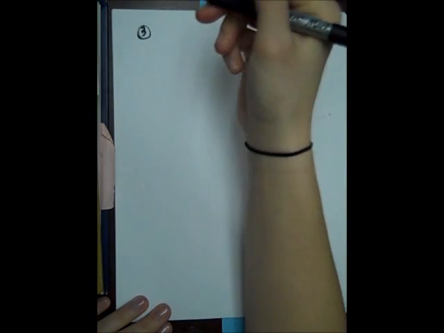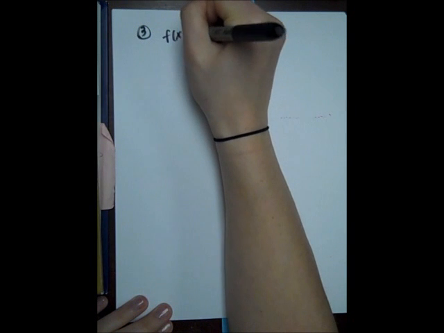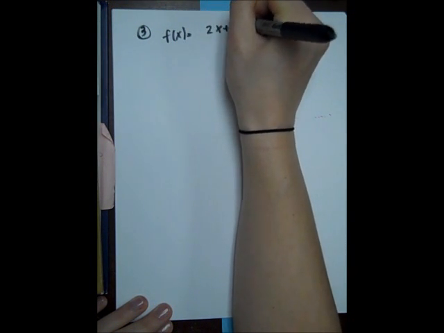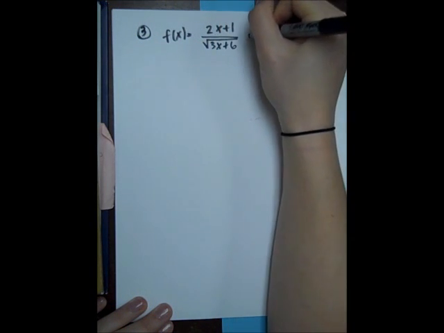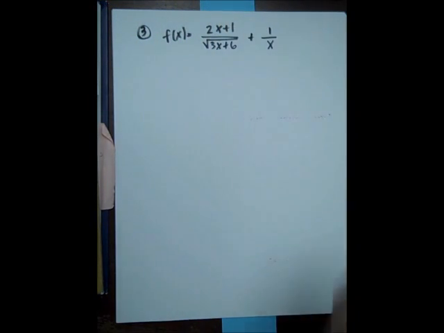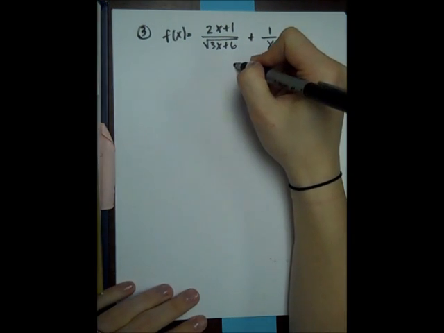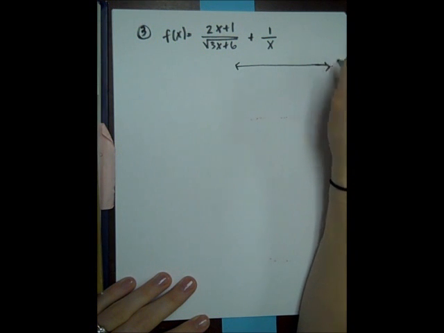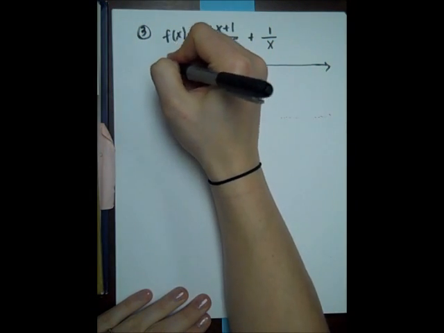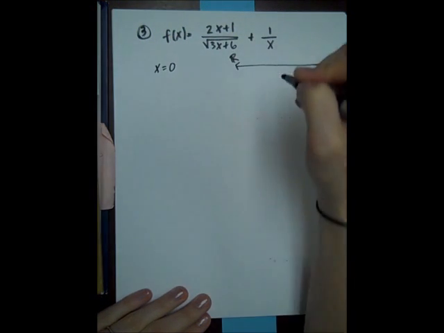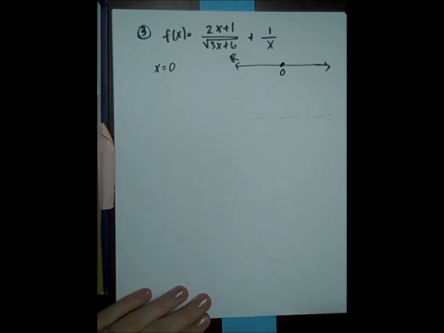So example 3. Let's find the domain of the function 2x plus 1 over the square root of 3x plus 6, plus 1 over x. So same process, draw my number line. Next, do I have any denominators? Well, yes, I have 2 denominators, so I'm going to set each of them equal to 0. So my first denominator was just x. So x is equal to 0. Come up here, there's 0, mark it out.